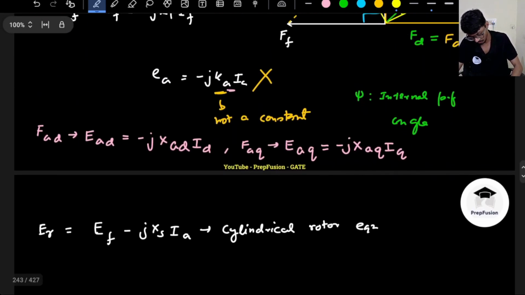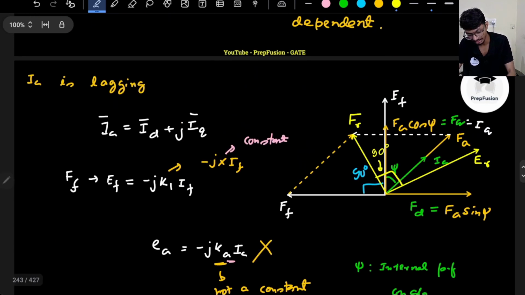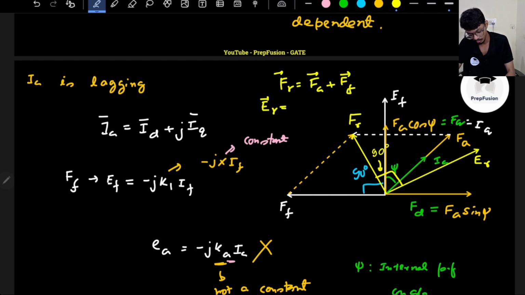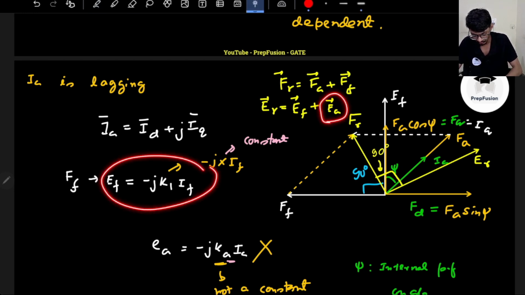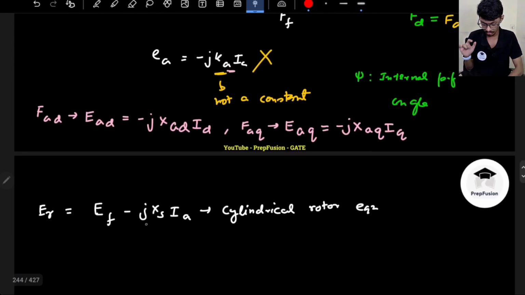Yes, you can write this, this is totally valid. Basically this equation is still valid because we are adding it vectorially. Your FR will be equal to FA plus FF. Your ER will be the vector sum of the field EMF plus the armature induced EMF, EA. But I cannot convert this EA into a form like minus J XS into IA, because the reluctance is different, so the reactance also will be different. So I cannot simply write it like this. So I have to break it down.